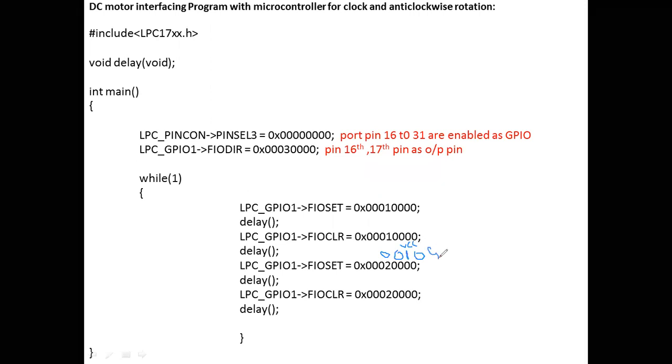So what you are doing actually is reversing the connection. If you reverse VCC and ground, what will happen? It will change the direction, so this DC motor will rotate in the anti-clockwise direction. Here, this is your 16 pin and this is your 17 pin. The 16 pin is your VCC and the 17 is your ground, so this DC motor will rotate clockwise. If you reverse the connection, the motor will rotate in the anti-clockwise direction.